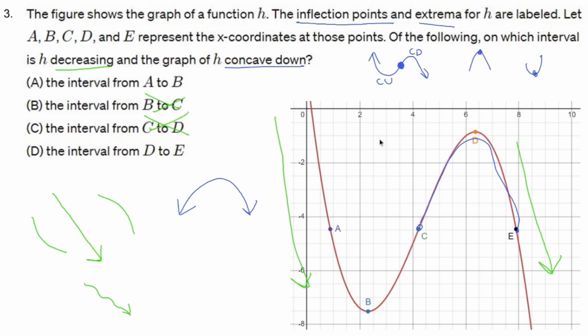Now, in this case, the area that fits both criteria is going to be from D to E. D to E is decreasing, D to E is concave down, so D to E is decreasing and concave down.